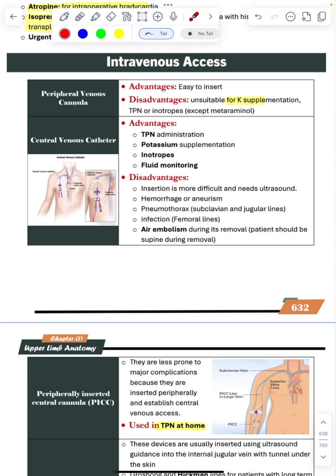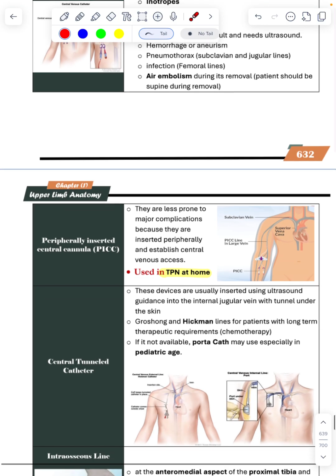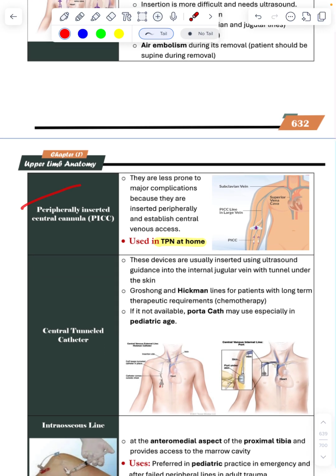So now intravenous access, different types. This is peripheral venous access, unsuitable for potassium supplementation. Disadvantages: air embolism, easy to insert. Peripherally inserted central catheters are inserted peripherally and pass up to the central vein. They are less prone to complications. TPN and home therapy can be given.